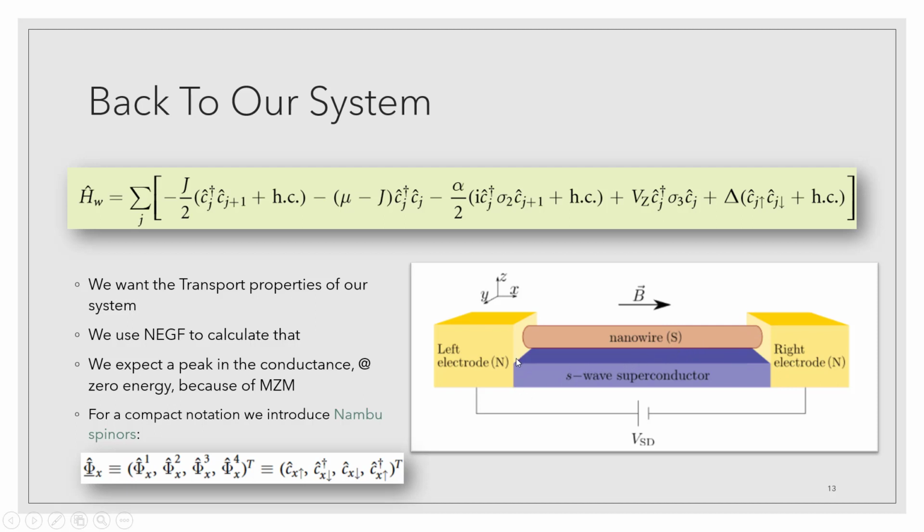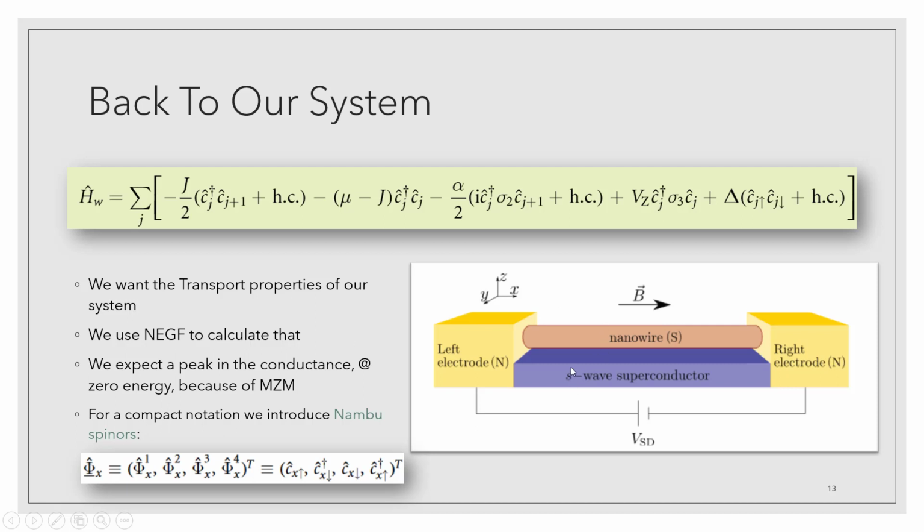So what we do is we connect some left electrode or left lead to the left side of our system and some right electrode or right lead to the right side, and we create a voltage between them. We actually want to calculate the current between these two normal metals, and we use NEGF to calculate this. NEGF is a very famous way to calculate the transport properties of different systems, and you will probably end up using it, or at least hear about it, if you're working in this area. And we expect, as I've said, a peak at zero energy because of the Majorana zero modes.